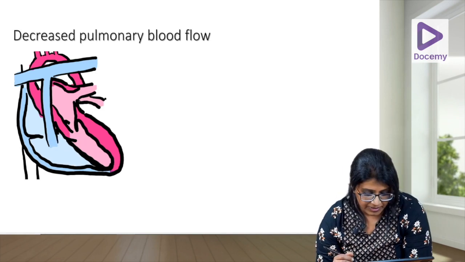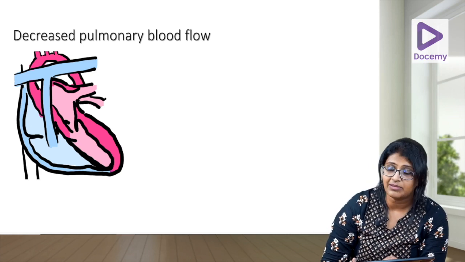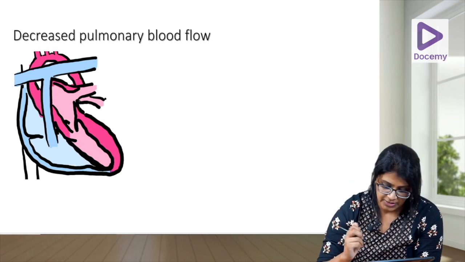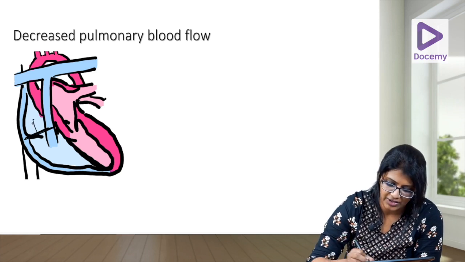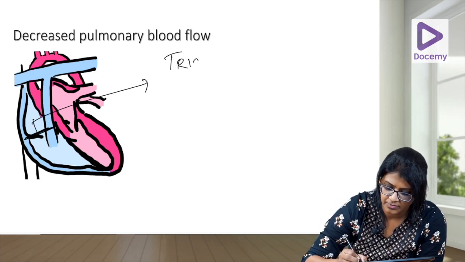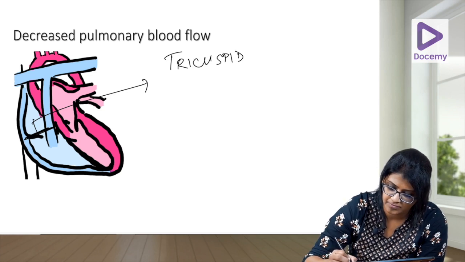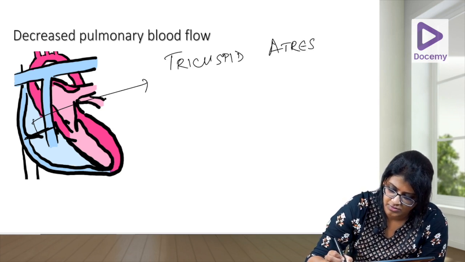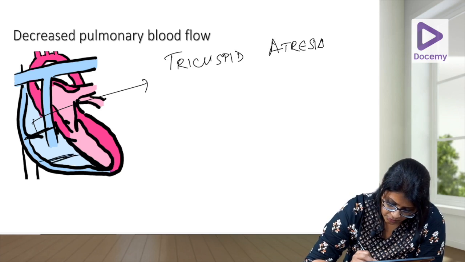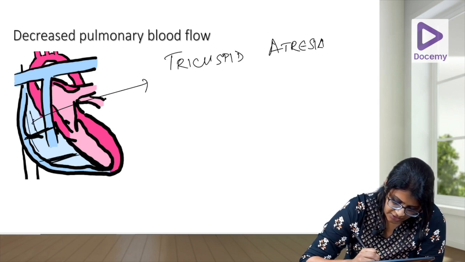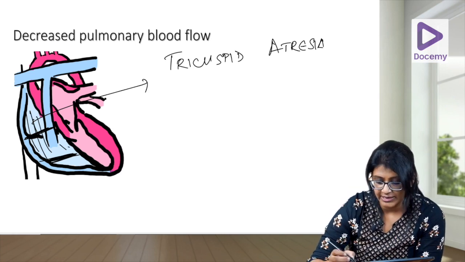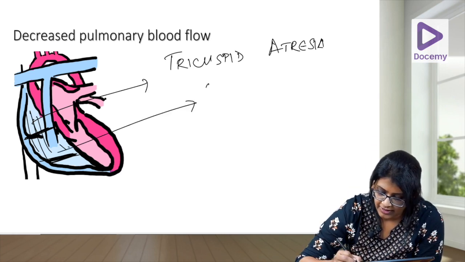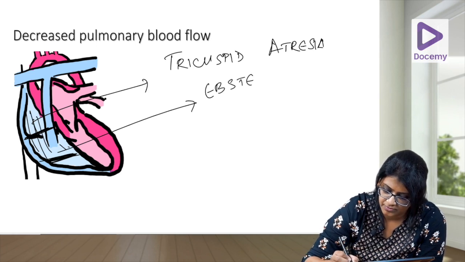Now what about decreased pulmonary blood flow settings? Now decreased pulmonary blood flow settings, we said they were obstructions. So if you have an obstruction here at the level of the tricuspid valve, you have tricuspid atresia. If this valve descends further down and instead of having a valve over here, you have a totally abnormal right ventricle and right atrium, this is something which is called Ebstein's anomaly.